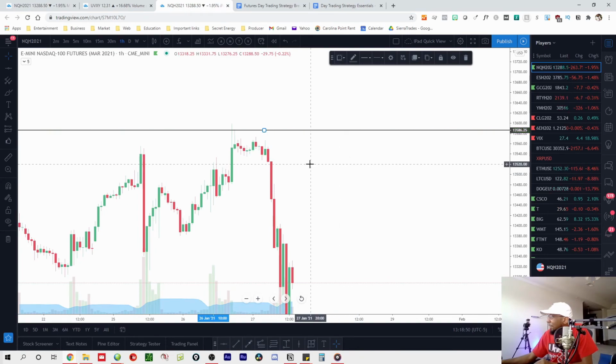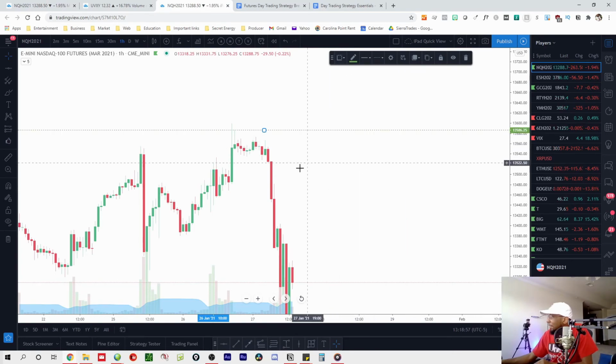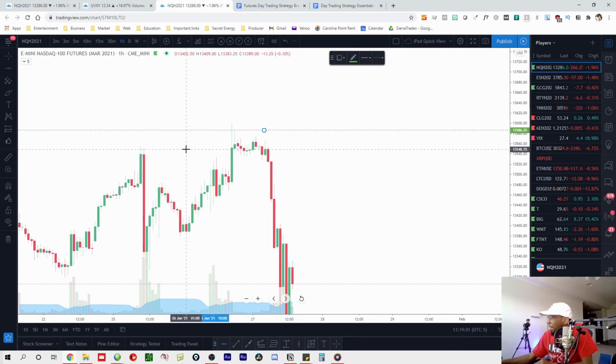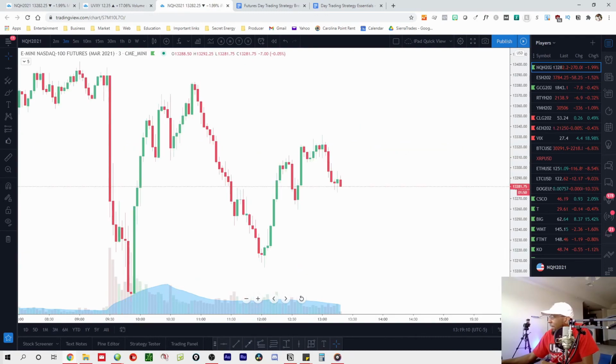I'm going to use, actually, I should have kept it to where it was. All right, and the low, let me go ahead and mark off the low somewhere in there. That's close enough. Now I'm going to go ahead and zoom into the 3 minute, and let me auto scale this.